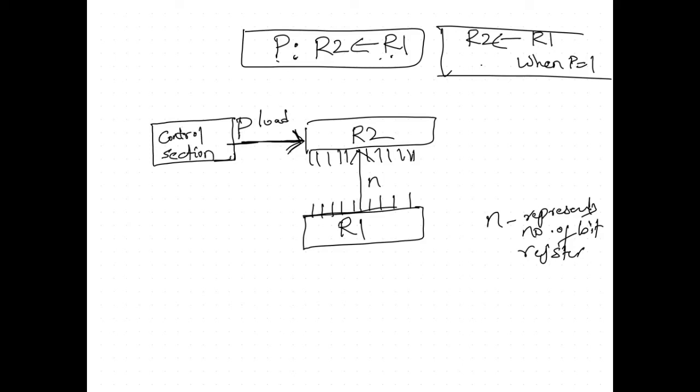So in the control section, what happens? P will be enabled as 1. When P is enabled as 1, what happens? The load signal gets activated. When the load signal gets activated, the contents of R1 will move to R2. But the question arises, when is P equal to 1? That depends upon the clock.